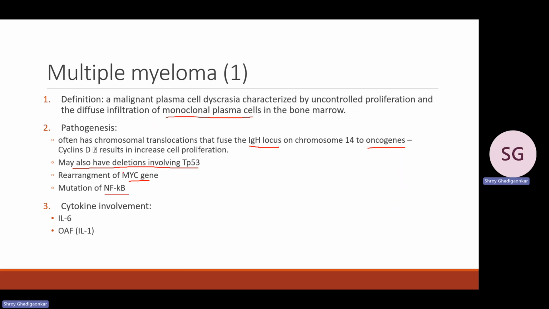Regarding the cytokine involvement, these two cytokines are the most important ones in multiple myeloma. In the case of interleukin 6, it's important for the growth of plasma cells. So it's a crucial growth factor for them, and their survival basically depends on interleukin 6. You also have osteoclast activating factor. Osteoclast activating factor basically activates the expression of RANK on osteoclasts and RANK-L on bone marrow stromal cells, which in turn activates osteoclasts. And as a result of activation of the osteoclasts, you get features like the bone lesions and hypercalcemia associated with multiple myeloma.